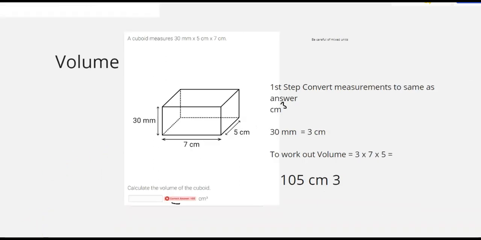Okay, so I've replaced that with the answers. Obviously it's marking it incorrect, we haven't put anything in, but in the red is the correct answer, so 105 centimeters cubed, just as a confirmation of the answer. It also contains the method which we used.